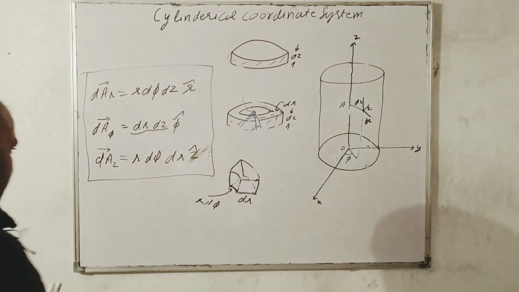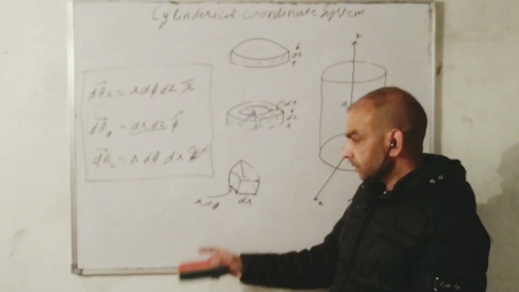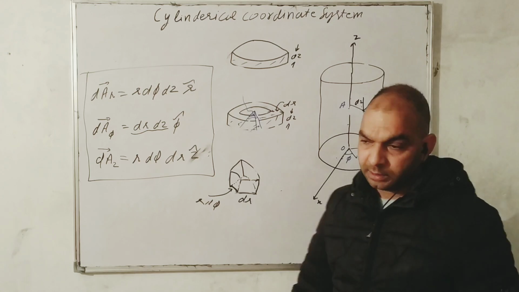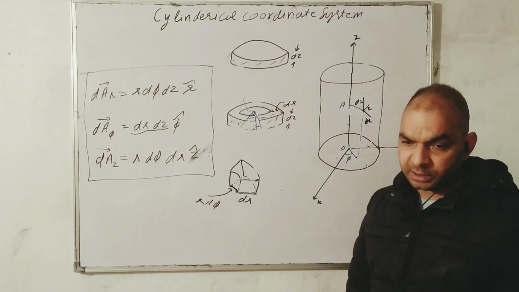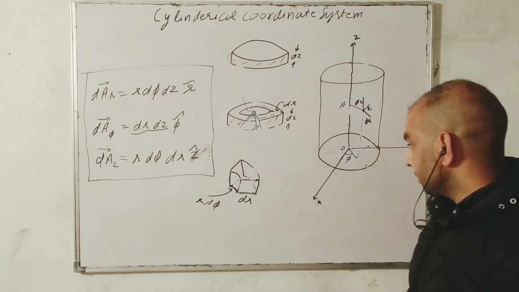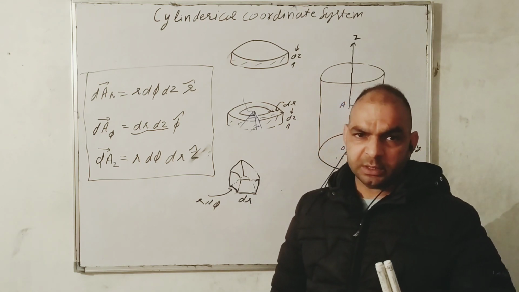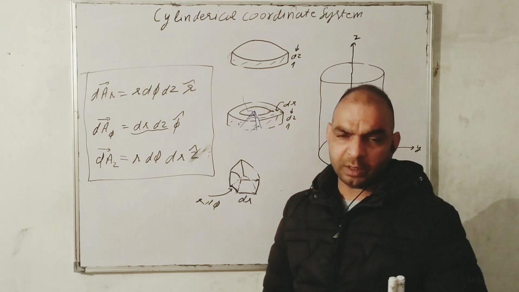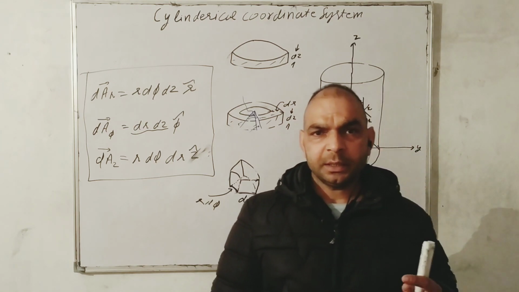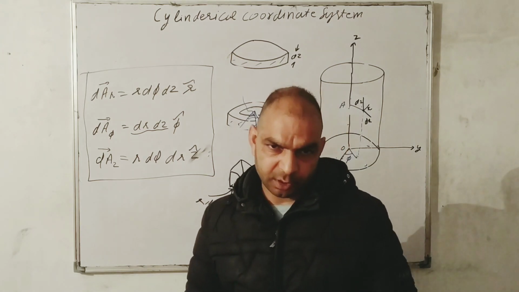I hope you got everything up till the area element. If you feel something you did not get, then you can comment in the comment box. The video is going to be very long, so in the next video I will explain gradient, divergence, curl and Laplacian in the cylindrical coordinate system.